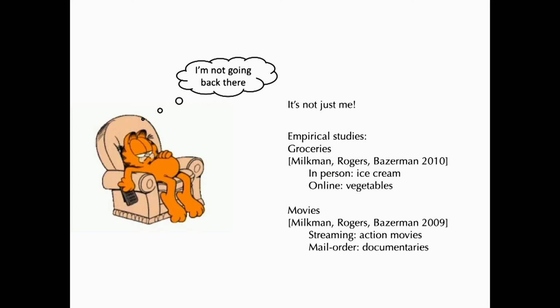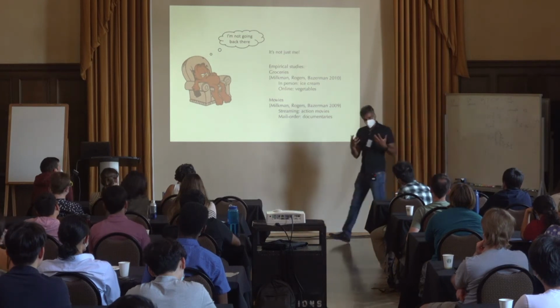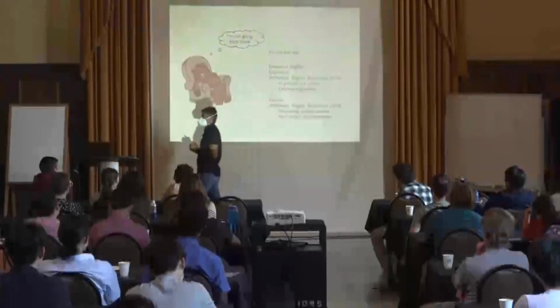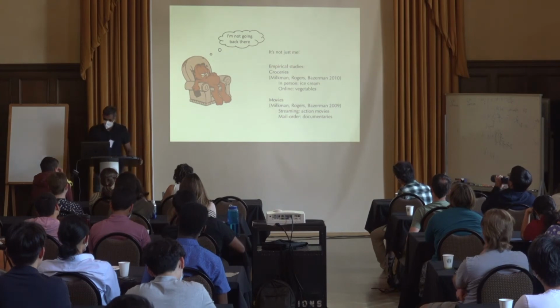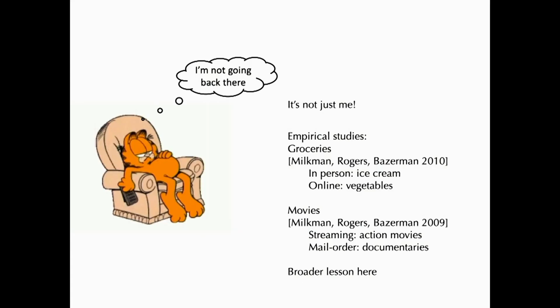In movies, if I'm just making my choices for right now, I'm more likely to stream action movies. But if I'm making my choices for the future, like mail order, I'm more likely to pick documentaries. That's because in the moment, I'm going to stuff my face with Doritos. But if I think of what I want tomorrow, it's not to stuff my face with Doritos. And that tension is pretty universal. There's a large behavioral science on that tension. And that's what I want to argue is the broader lesson. So what's the broader lesson for algorithmic design here?